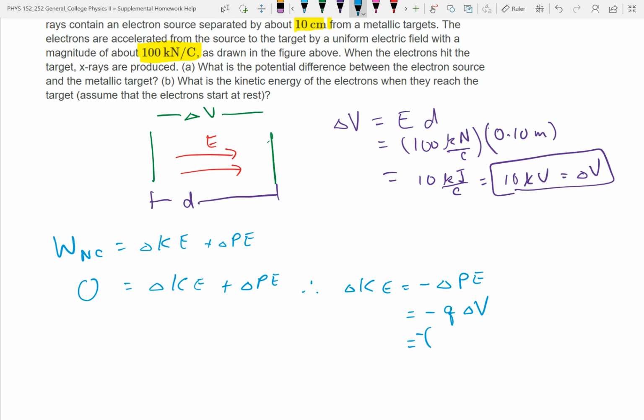And so that's going to be minus 1.602 times 10 to the minus 19 coulombs, because that's the charge of an electron, and then our voltage difference of 10 kilovolts, I'll go ahead and put 10 times 10 to the third, which of course is 10 to the fourth volts. That's our change in kinetic energy. And if it started from rest, kinetic energy final minus 0 is equal to that. So our final kinetic energy is 1.6 times 10 to the minus 19 plus 4, which is minus 15, so 10 to the minus 15.